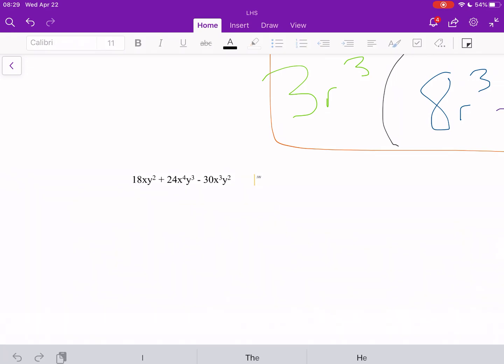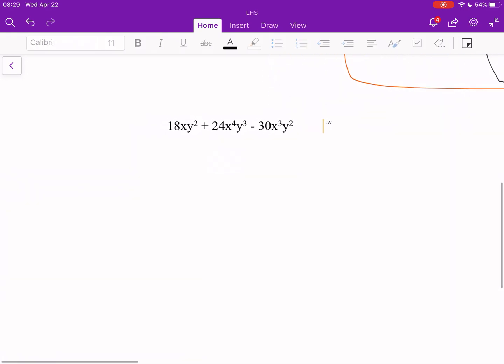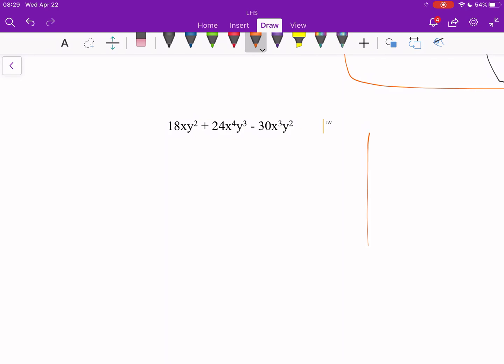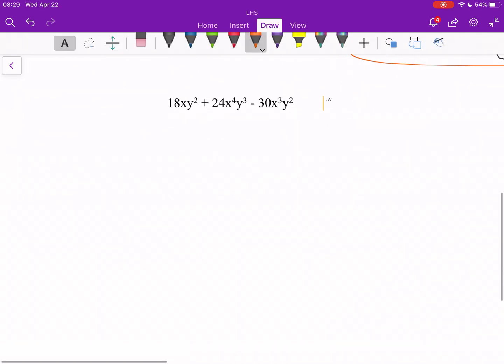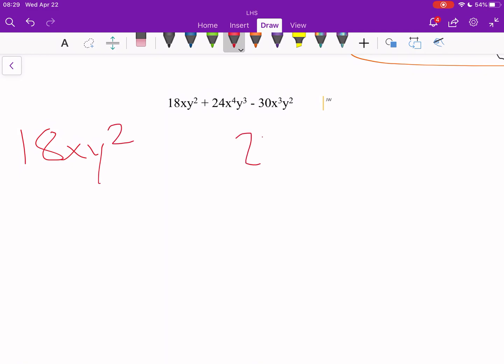Okay, this one you can see we've got 2 variables going on, so that does make it a little bit more complicated, but the overall process is the same. So don't let it freak you out too much. And I won't give you guys too many problems to do on your own that have 2 variables. So 18xy squared and 24x to the fourth, y to the third.